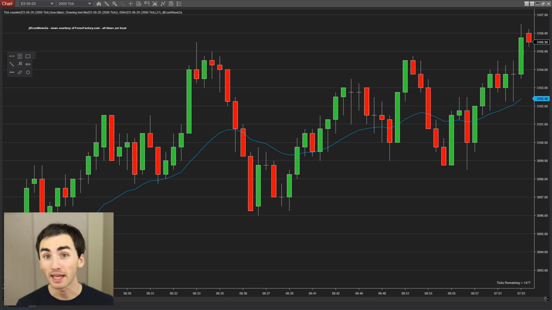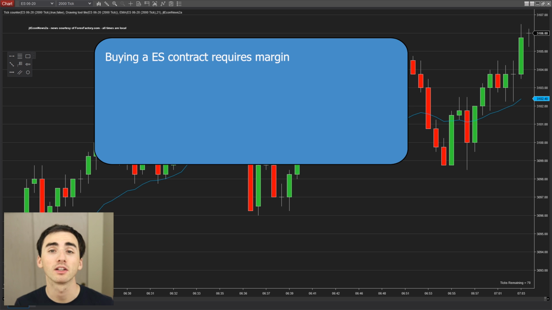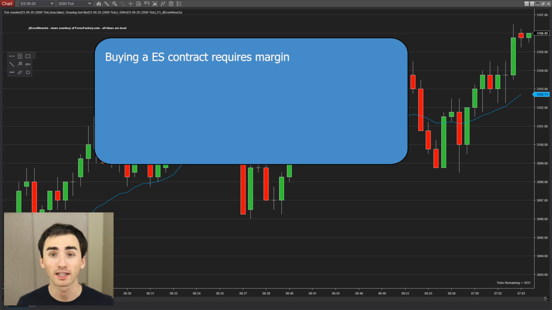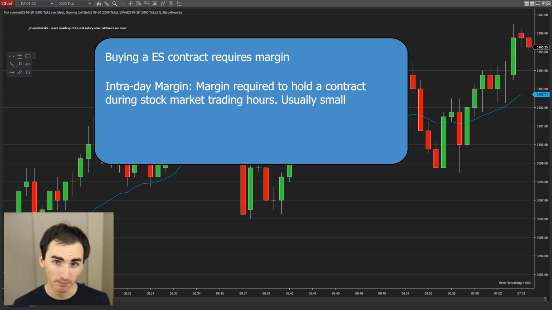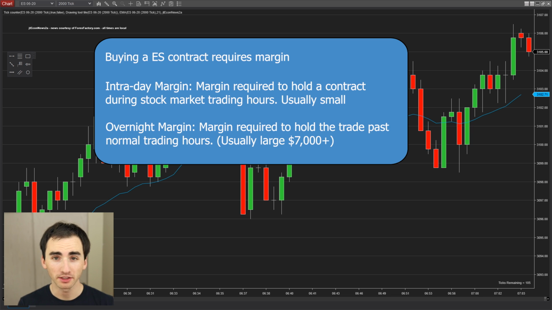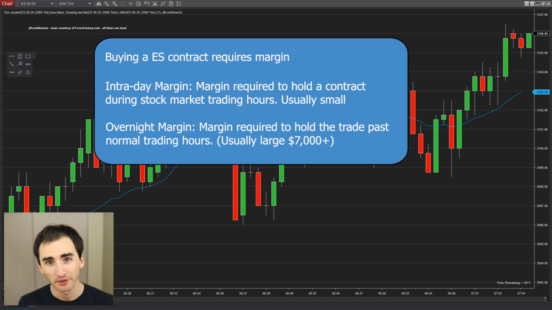And we don't actually pay or give someone money to actually own the contract. We put up something called margin, which is like collateral to essentially get control of the contract. Margin per contract can be different from broker to broker, and there'll be things called intraday margin and overnight margin. Brokers will have different values of margin that is required to trade the S&P 500 futures, and also different futures will have different levels of margin.